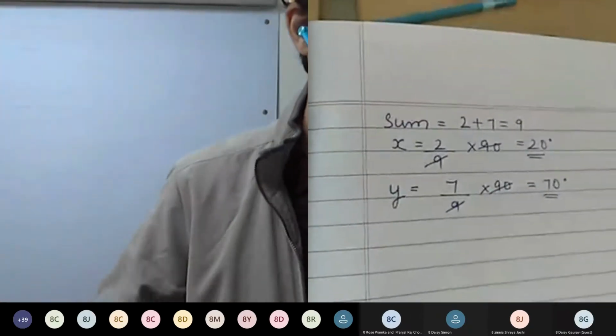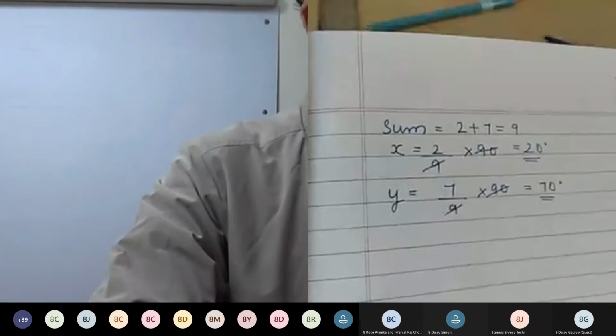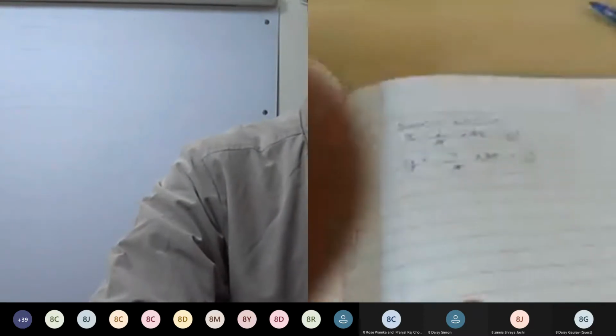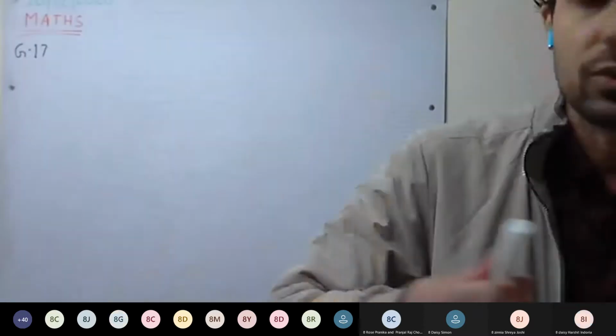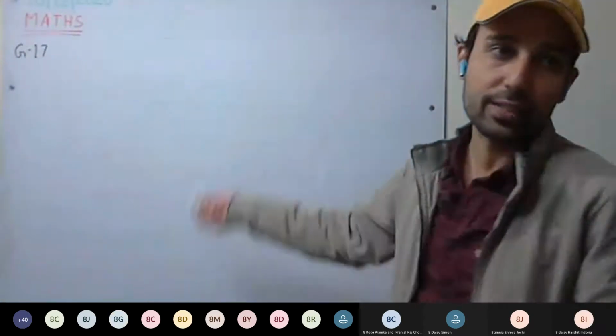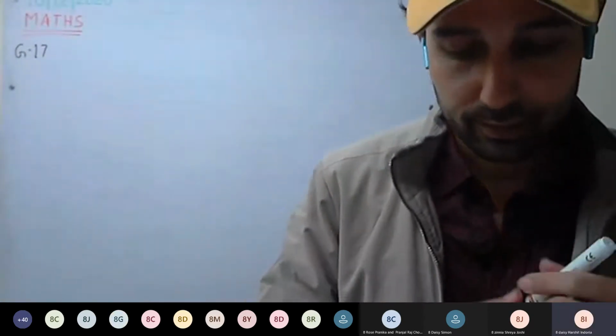Sir, can we do like this? Sum 2 plus x equal to... Yes, that way is there. That's the ratio, that is x is 2 out of 9. Total is 9. 2 out of 9 of 90. You can do like that.